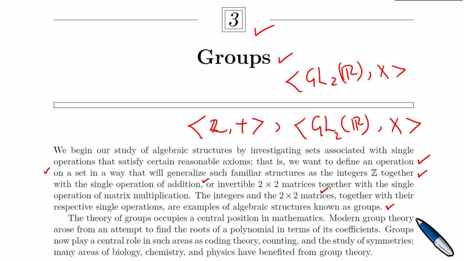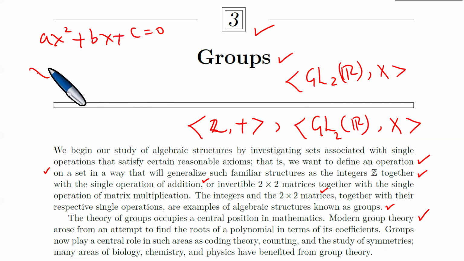Modern group theory arose from an attempt to find the roots of a polynomial in terms of its coefficients. So this is very important to say: how did this modern group theory come about? It arose from an attempt to find the roots of a polynomial in terms of its coefficients. Obviously, the one we know best is a polynomial of degree 2, where we can find the roots in terms of its coefficients, because the mathematicians were motivated by this formula.